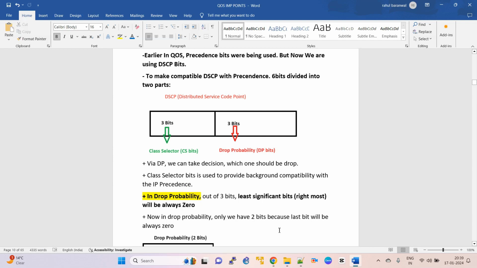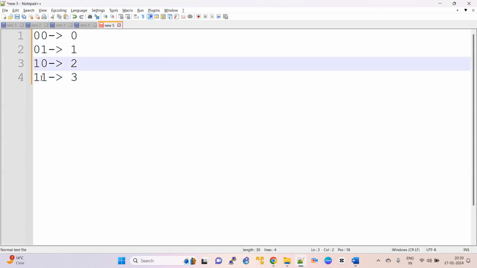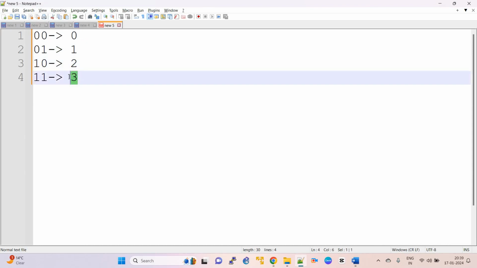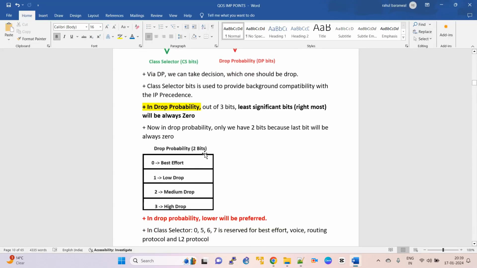So the remaining 2 bits, if we write them in binary, will look like 00, 01, 10 and 11, right? If we convert these values into decimal, then it will look like 0, 1, 2 and 3, right? So 0 is reserved for best effort. Actually, only 0 is reserved for best effort and 1 to 3 are free. So we can assign this marking to any traffic, right?